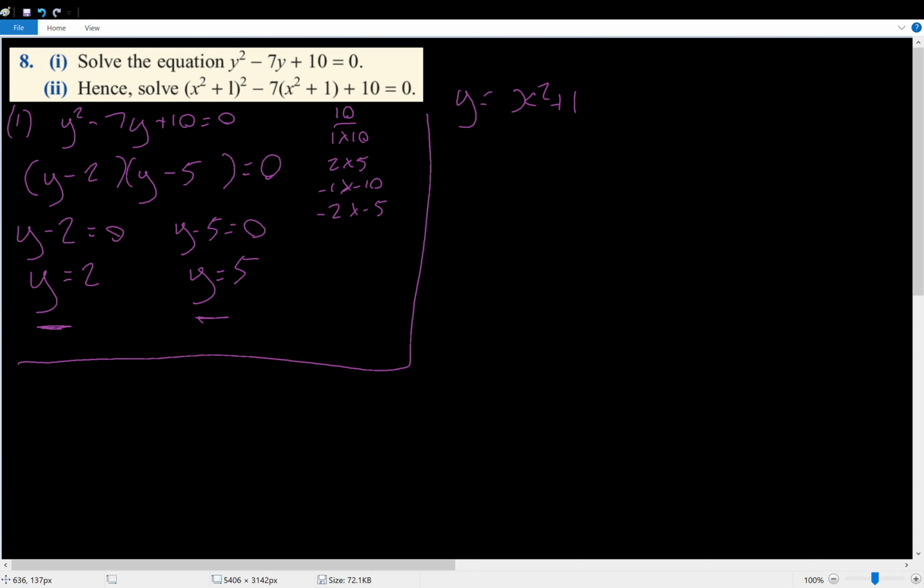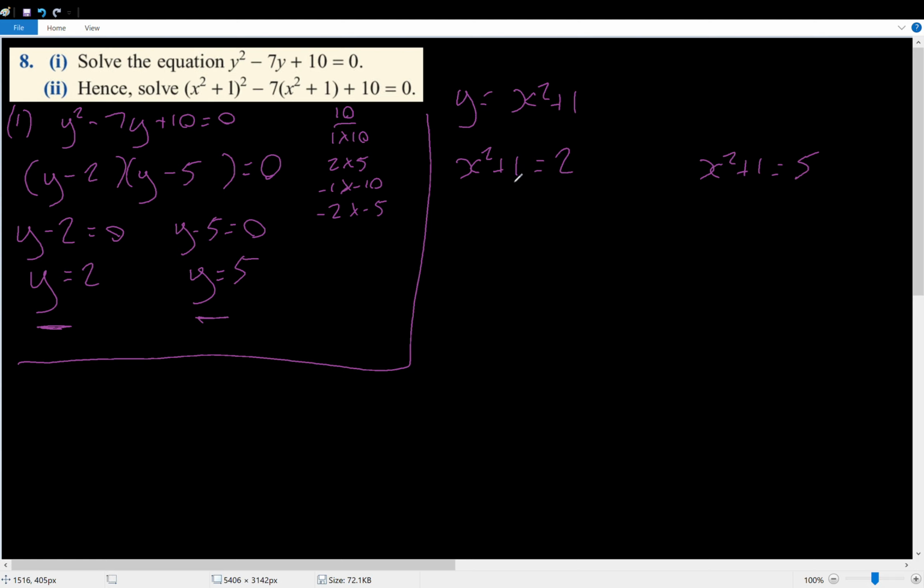So if y is equal to x squared plus 1, then that means that x squared plus 1 is equal to each of these terms here. So let's take a look at that. So we've got x squared plus 1 is equal to 2, and we have x squared plus 1 is equal to 5. So now we've got to solve each of these quadratics.